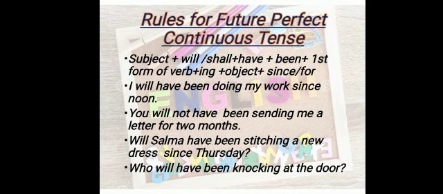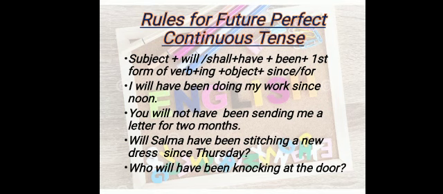Then the rule for future perfect continuous tense is: subject plus will or shall, plus have been, plus the first form of verb with ing, and object, and since or for. Examples are in front of you. I will have been doing my work since noon.